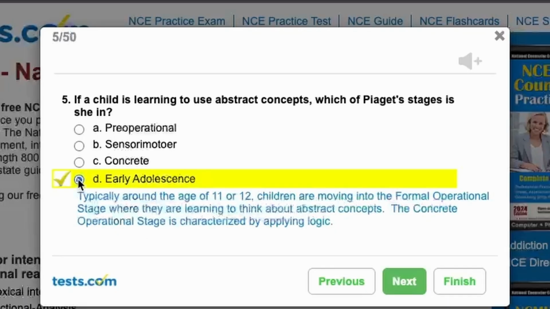D. Typically around the age of 11 or 12, children are moving into the formal operational stage, where they're learning to think about abstract concepts. The concrete operational stage is characterized by applying logic.